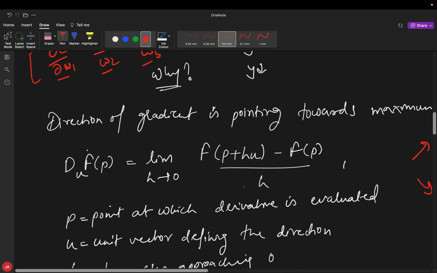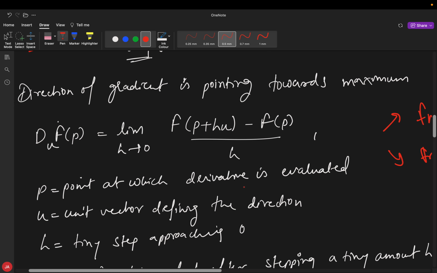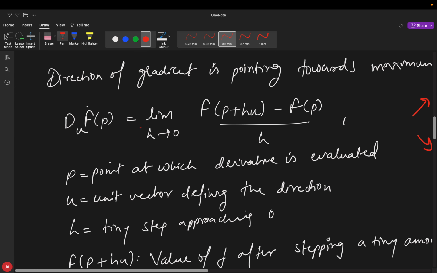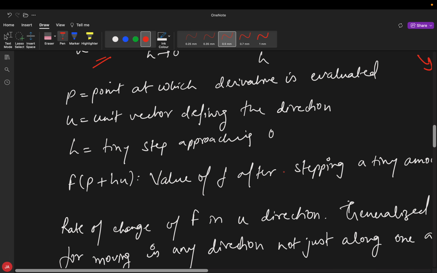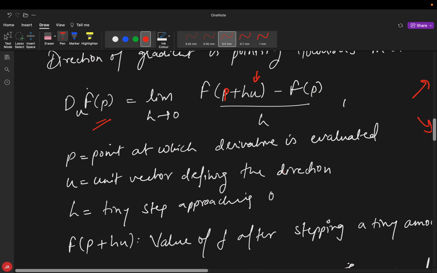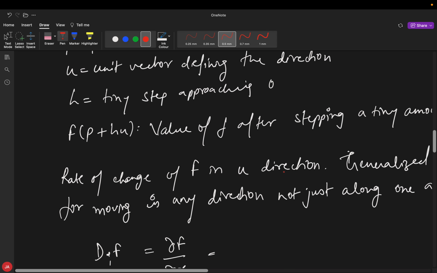The reason the gradient points towards the maximum of a function is given by the directional derivative. Let's say f is a multivariable function. Moving in which direction would cause my function to increase the most? The direction is given by the unit vector u, p is the point where the derivative is evaluated, and h is a tiny step approaching 0. If we take a small step in the direction of u, how much does my overall function value change?